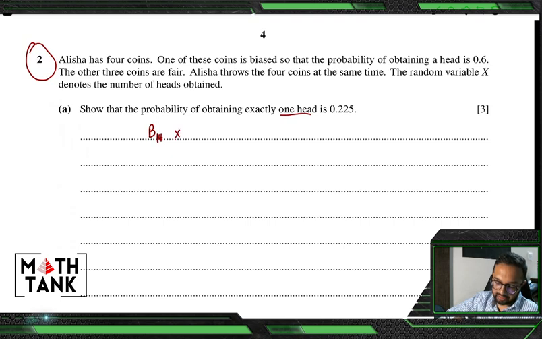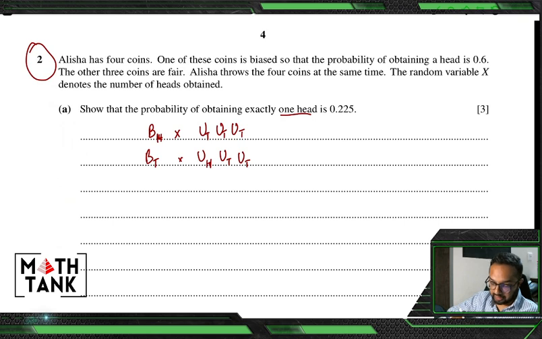So let's say the biased head comes up. The unbiased will all have tails. So UT, UT, and UT. And the other possibility is that the biased obtains a tail, and the others have one head.